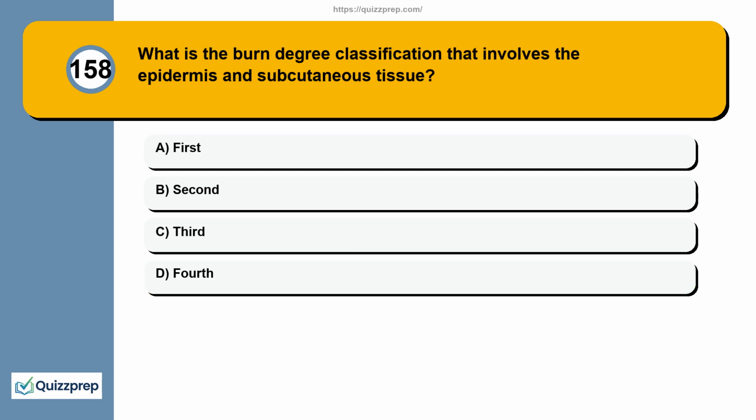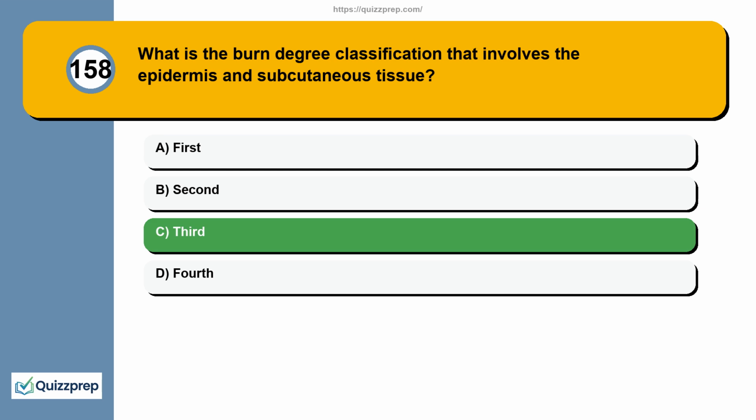Question 158. What is the burn degree classification that involves the epidermis and subcutaneous tissue? Option A, first. Option B, second. Option C, third. Option D, fourth. The correct answer is option C, third.